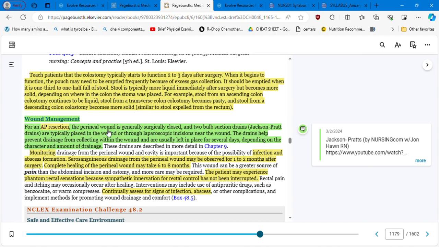The perineal wound is generally surgically closed, and 2 bulb suction drains, the Jackson-Pratt drains, are typically placed in the wound or throughout laparoscopic incisions near the wound. The drains help prevent drainage from collecting within the wound and are usually left in place for several days depending on the character and amount of drainage.